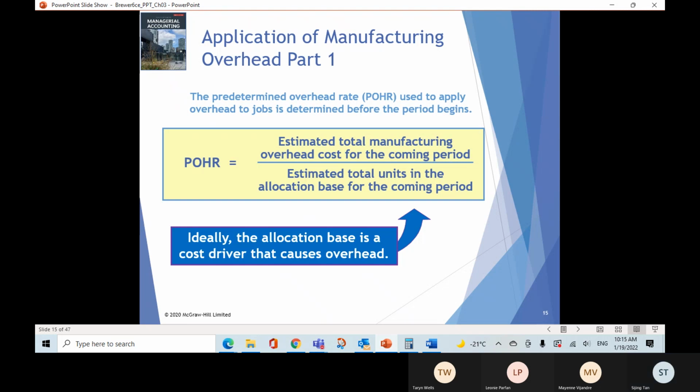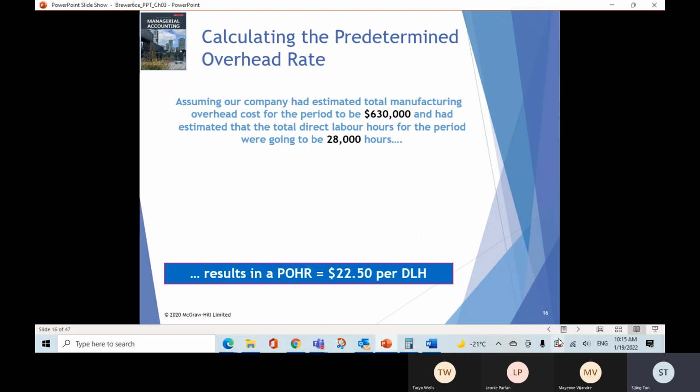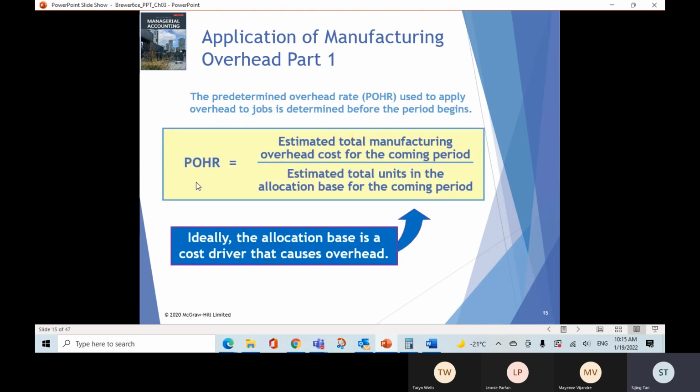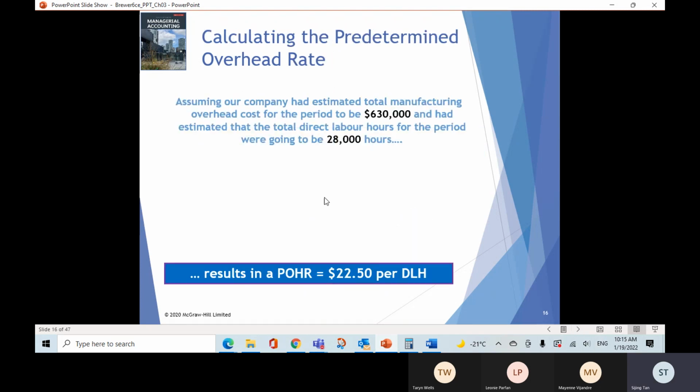For example, we will have examples. I don't know if we have examples in our slides. Oh, we do. Okay, so you will see that the predetermined overhead rate equals the estimated total manufacturing overhead cost for the coming period, divided by the estimated total units in the allocation base for the coming period. Now, we'll see the examples.